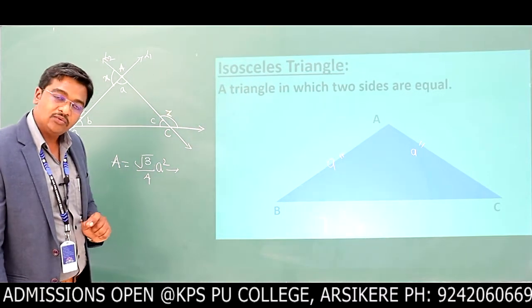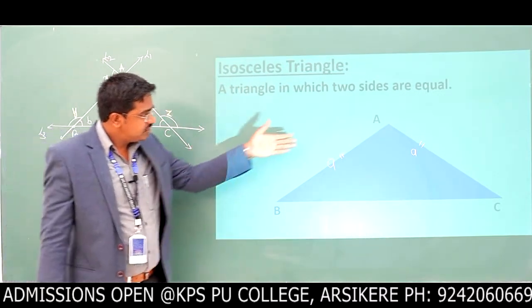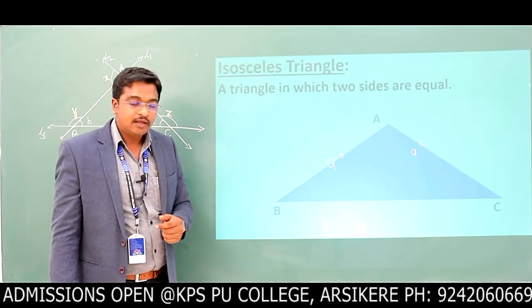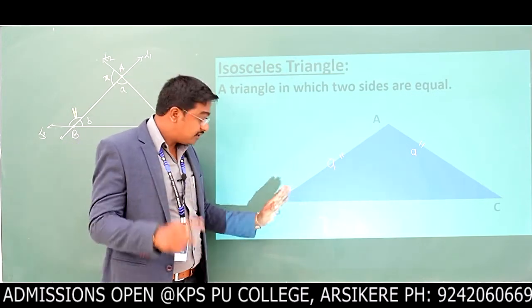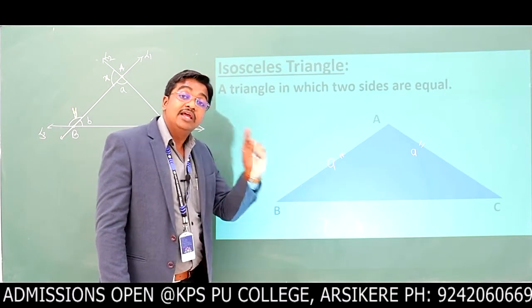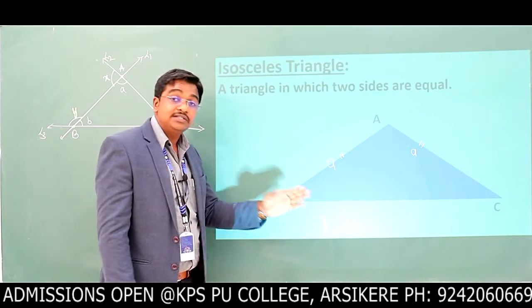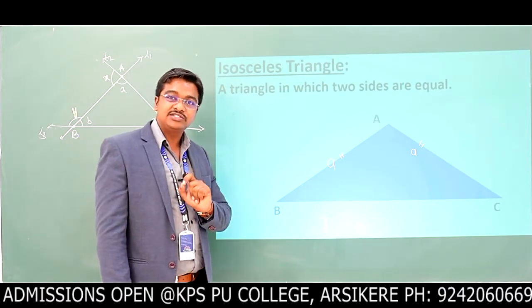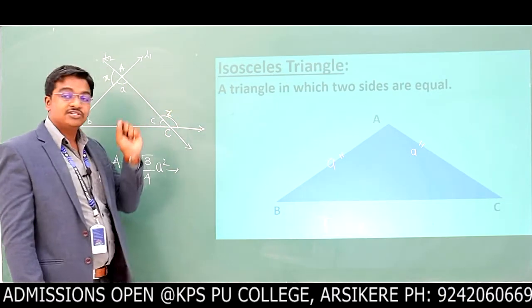These two sides are equal. Example, how do you show it? Very simple. Show that AB is equal to AC. At the same time, if it is equal to BC, it becomes equilateral. If it is not equal to BC, that becomes an isosceles triangle. So these are the properties of an isosceles triangle.